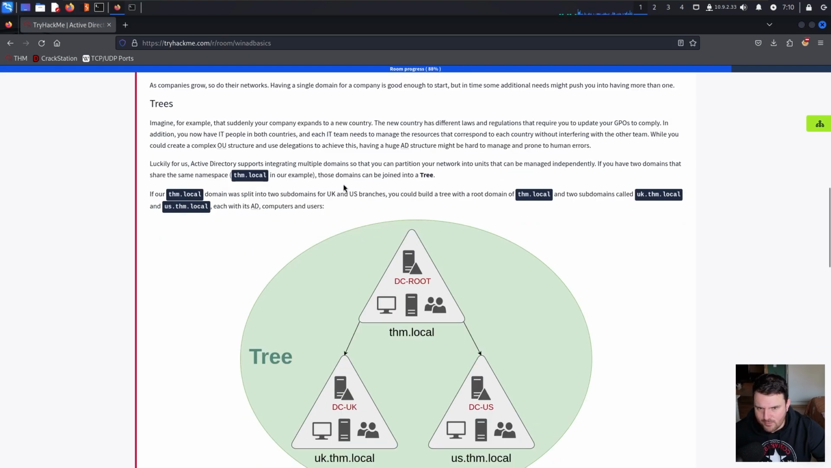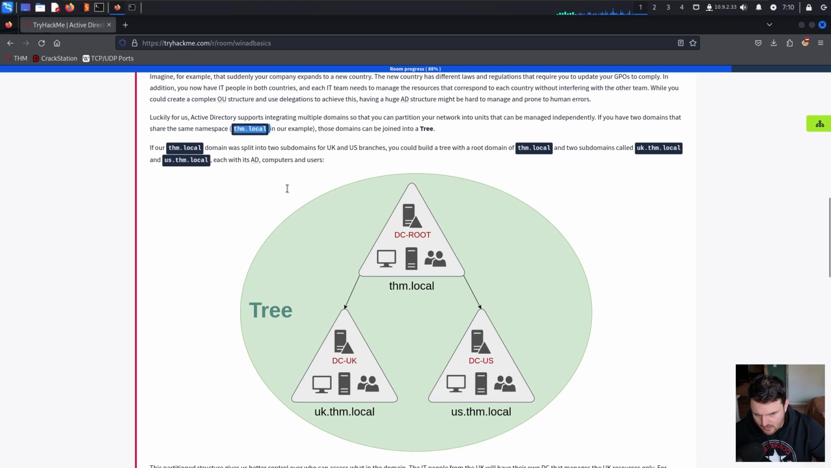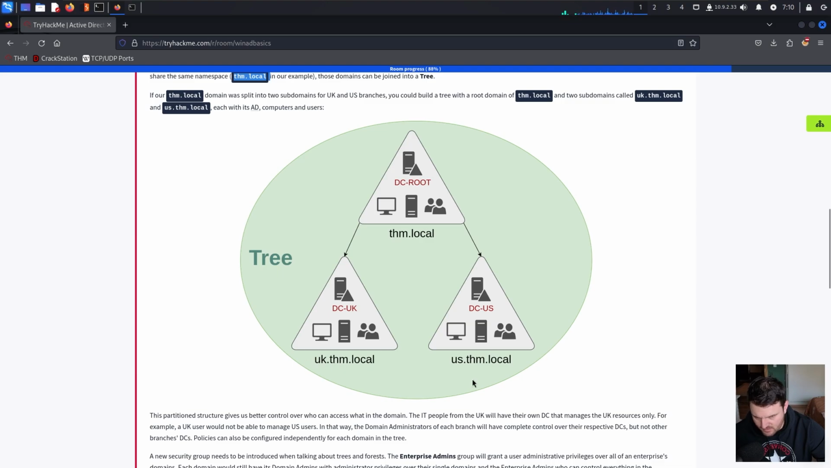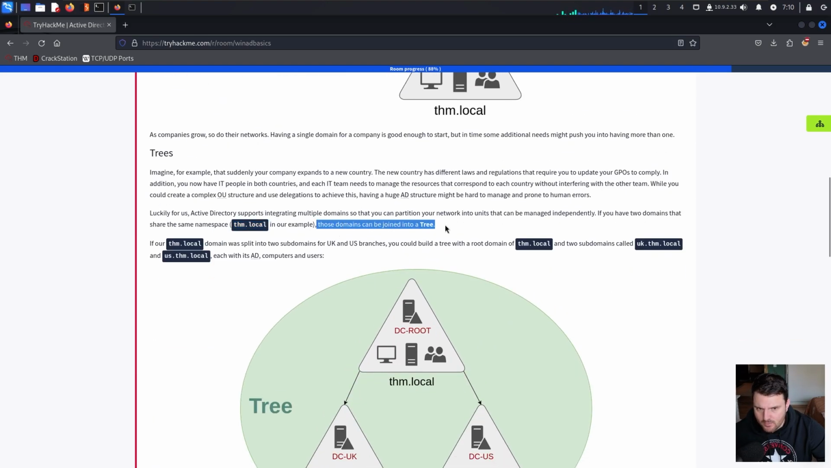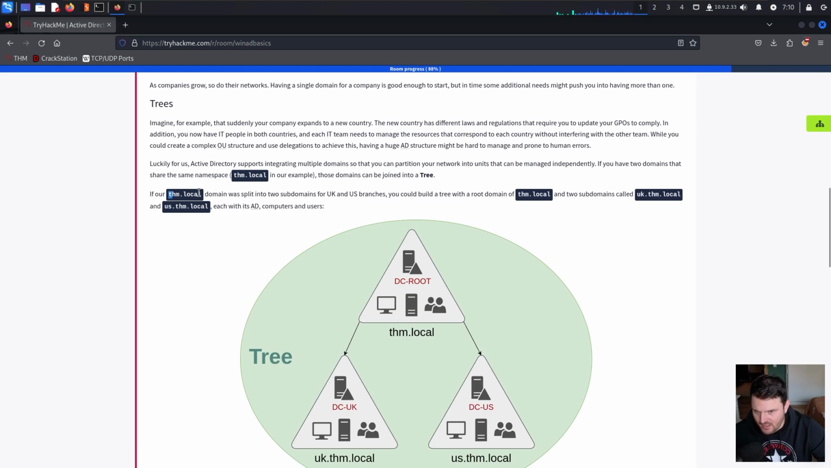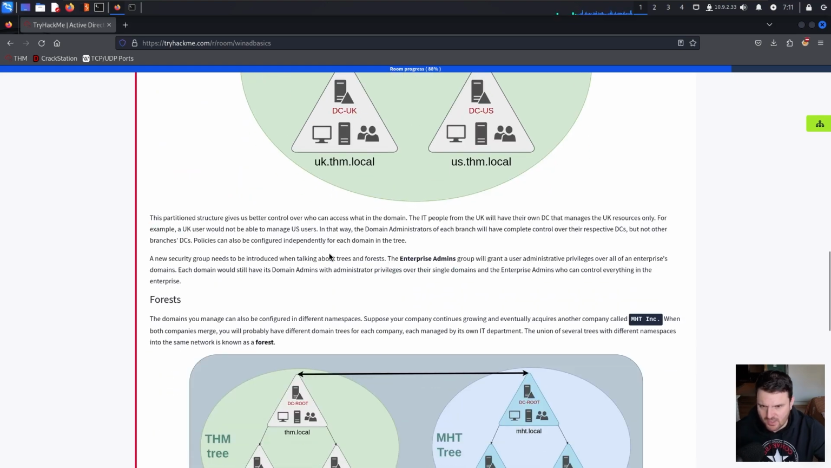Luckily for us, Active Directory supports integrating multiple domains so that you can partition your network into units that can be managed independently. If you have 2 domains that share the same namespace, TryHackMe.local, as you can see here, but from different countries, those domains can be joined into a tree. If our TryHackMe.local domain was split into 2 subdomains for UK and US branches, you could build a tree with a root domain of TryHackMe and 2 subdomains called UK and US TryHackMe.local, each with its Active Directory computers and users. This partition structure gives us better control over who can access what in the domain.